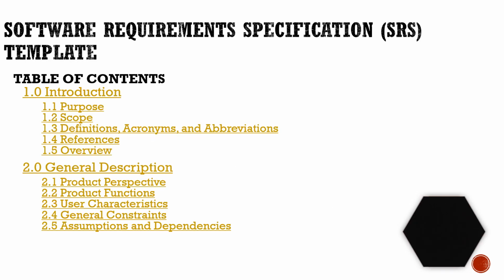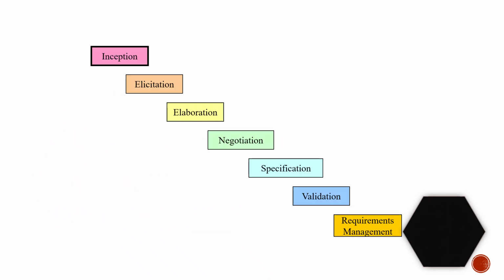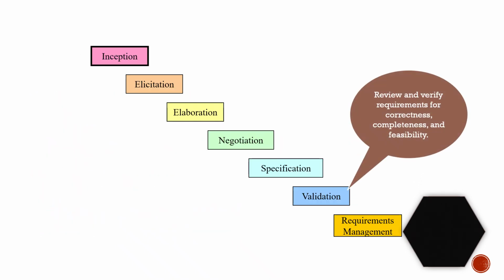So here is the software requirements specification template. It contains an introduction with purpose, scope, acronyms, abbreviations, references, review, general description, and all this stuff. So up till here we have covered inception, elicitation, elaboration, negotiation, specification. Now we are at the 6th stage, that is validation.